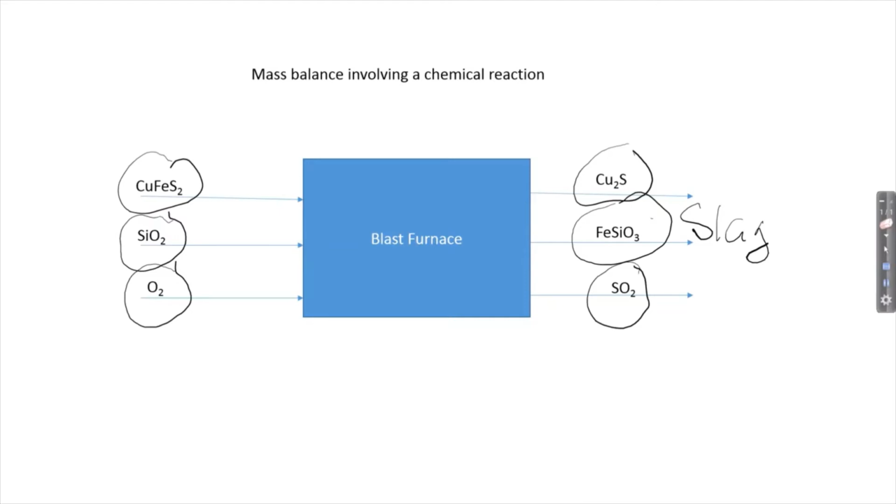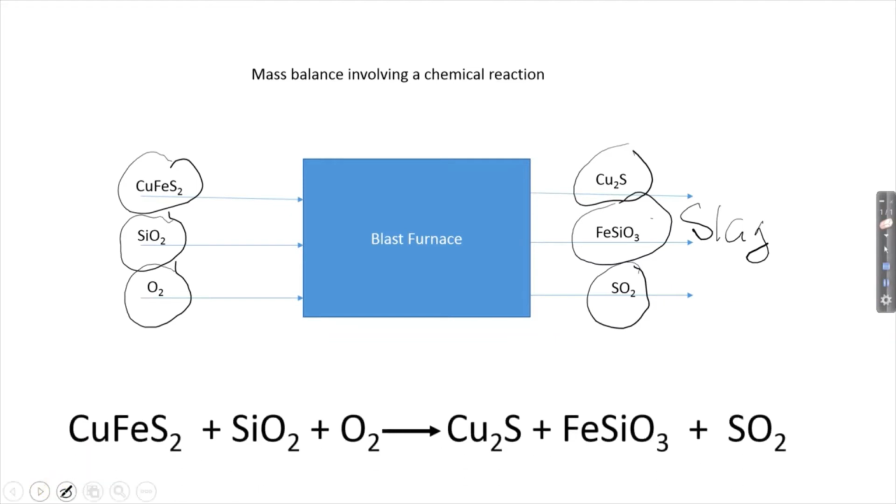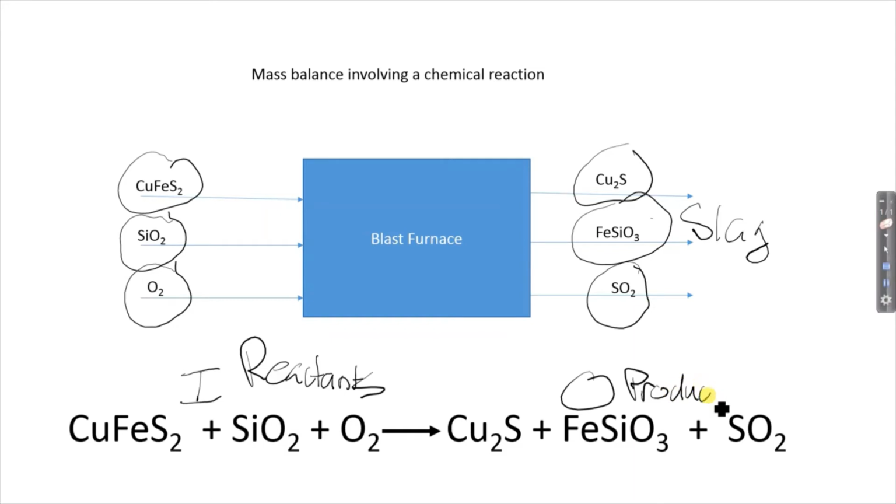But before we can do any material balance involving what we know about this blast furnace, we first need to understand the specifics of the chemical equation. So if we look at this unbalanced chemical equation, you can look at it in terms of input and output. In chemistry, I think we refer to it as reactants and products. And hopefully those are familiar terms to you.